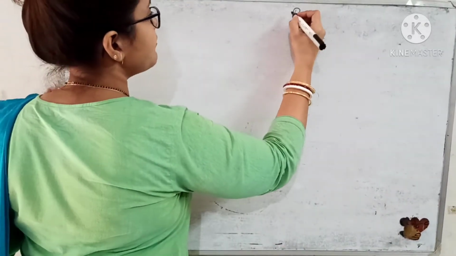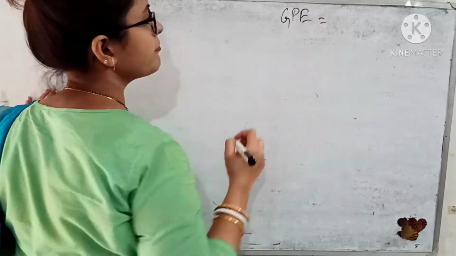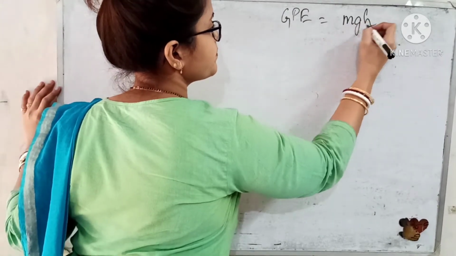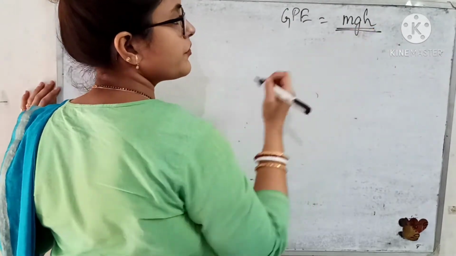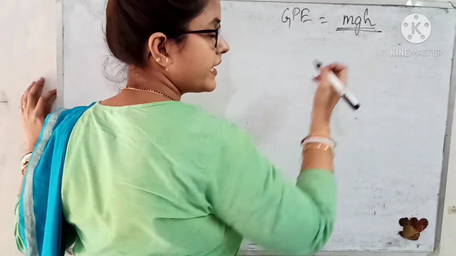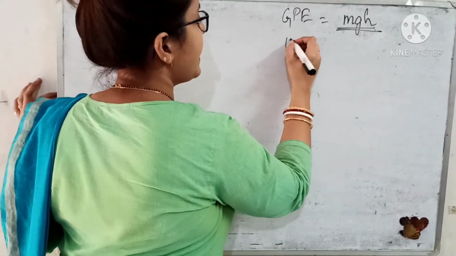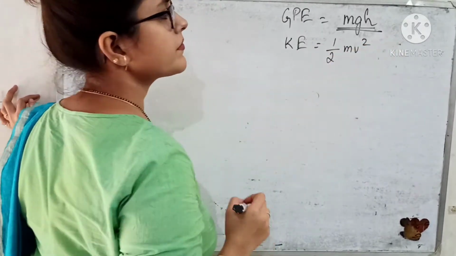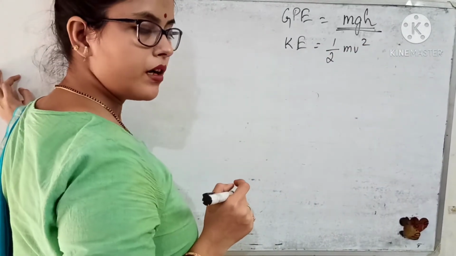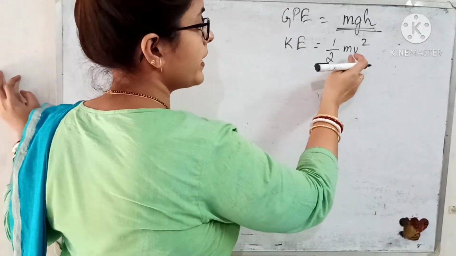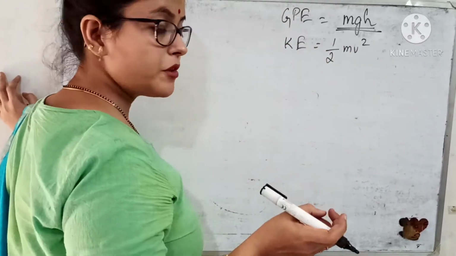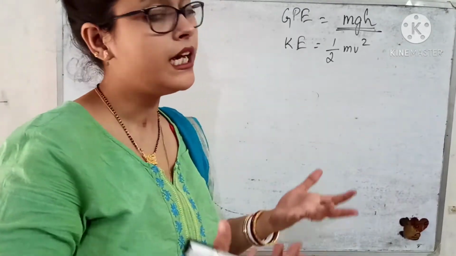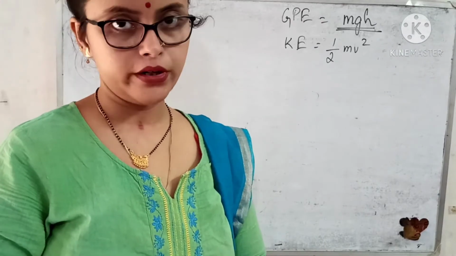In the gravitational potential energy, we have studied the mathematical expression, that is mgh, where m is the mass of the body, g is the acceleration due to gravity, and h is the raised height of the body. And in the kinetic energy, we have learned the mathematical expression, that is half mv square, where m is the mass of the body and v is the speed of the body with which it is moving in a particular direction, or the velocity of the body.